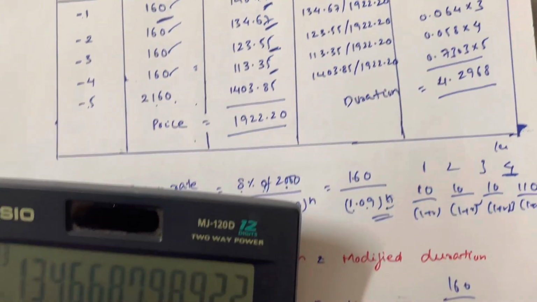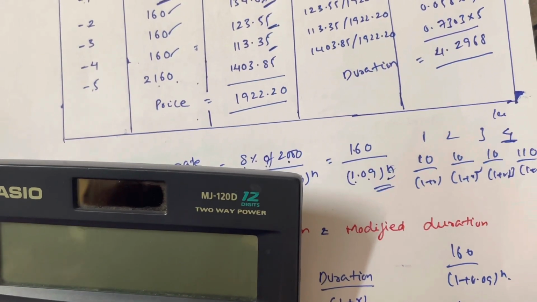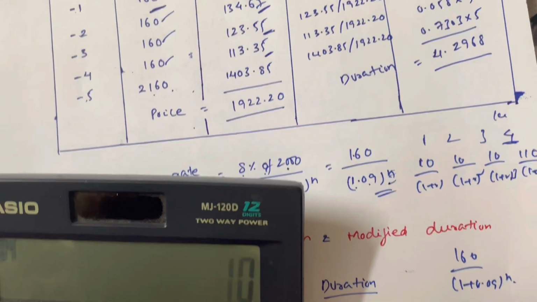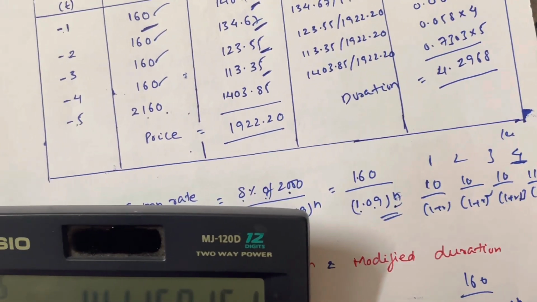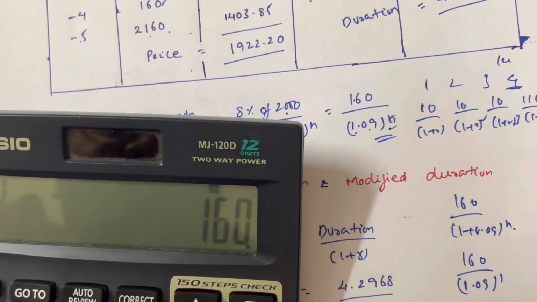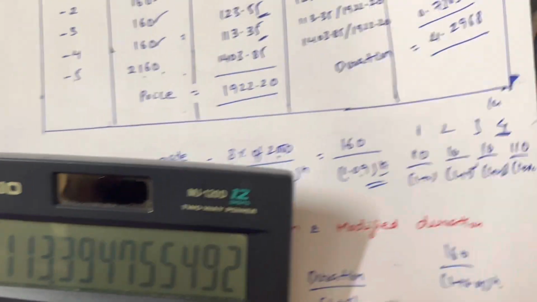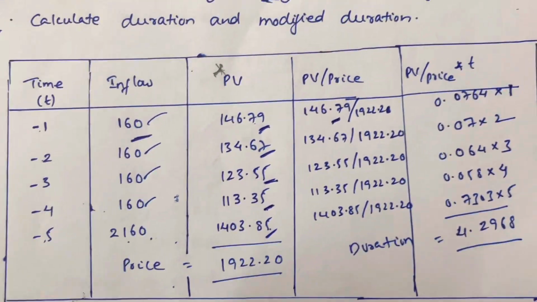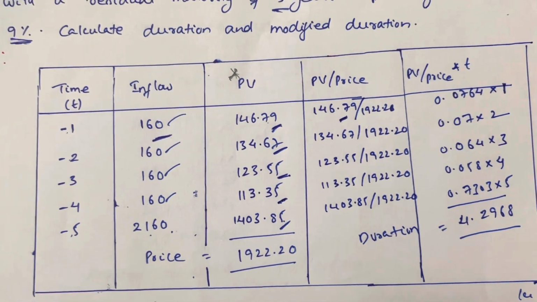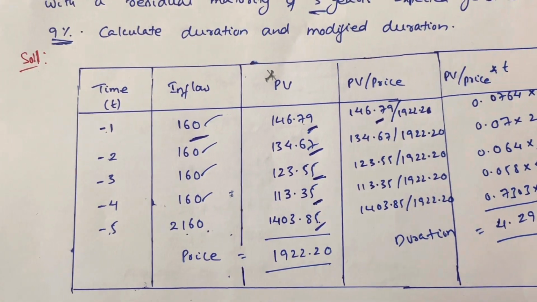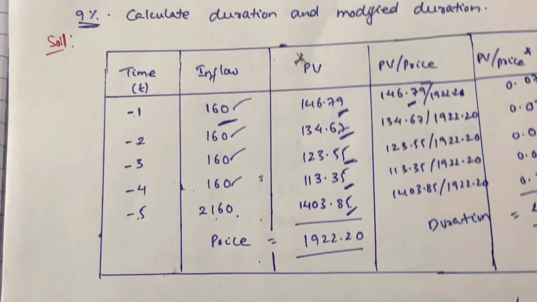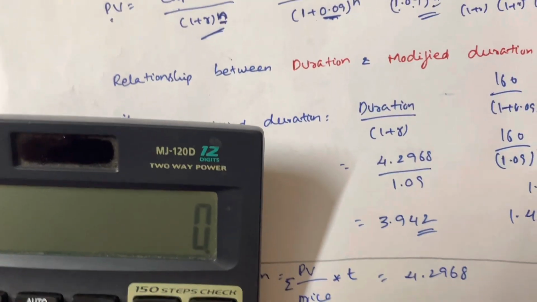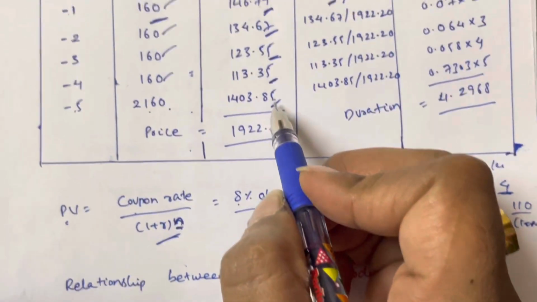You can cross check. 160 by 1.09 into 1.09, and for 4 years it is 1.411. Divide 160 by that value, so we will get 113.35. Similarly, for the final value, we take principal plus interest, that is 2000 plus coupon, 2160. 2160 by 1.09 whole power 5 will give 1403.85.